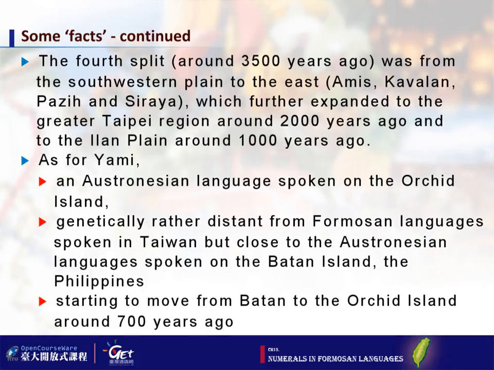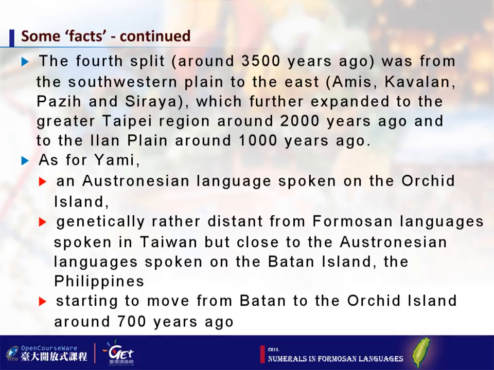And then there's another one around 3,500 years ago. The fourth split was from the southwestern plain to the east. So southwestern plain is here to the east. So you see, going to the Amis, Gabalang, that's in the Yilan area, and to the Bazet, somewhere here, and also to Silaya, and further expanded to the greater Taipei region around 2,000 years ago, and to the Yilan Plain about 1,000 years ago. Okay, so to Taipei and here.